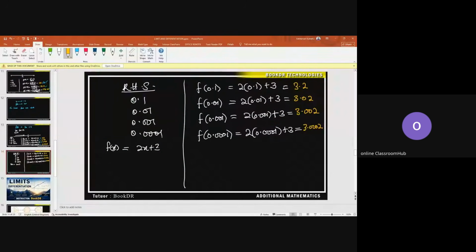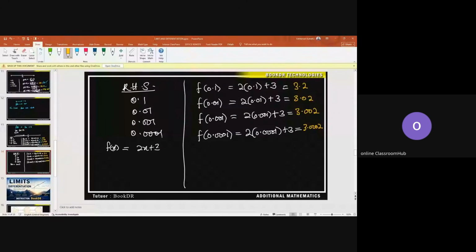Yes, Anthony Ajikum. Sir, please, 3.00002. Correct. So you can see that the right-hand side too is moving towards 3. The values are all moving towards 3.